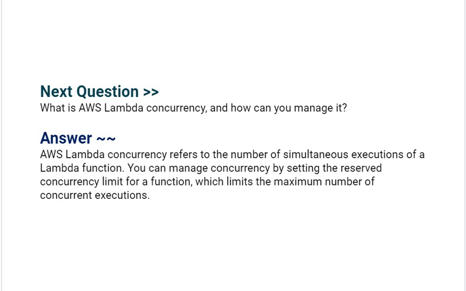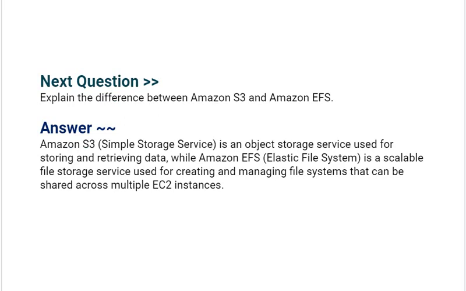Our next interview question is: explain the difference between Amazon S3 and Amazon EFS. Your answer should be Amazon S3, that is Simple Storage Service, is an object storage service used for storing and retrieving data, while Amazon EFS, that is Elastic File System, is a scalable file storage service used for creating and managing file systems that can be shared across multiple EC2 instances.